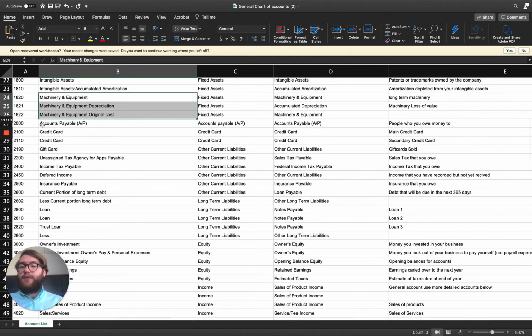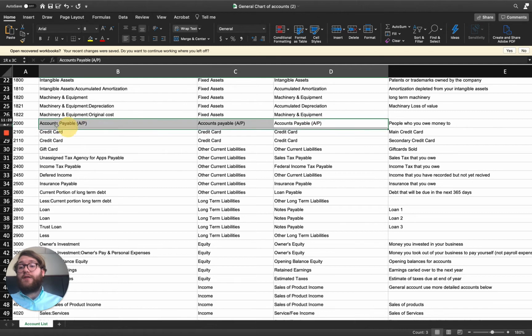Then we have accounts payable. This is a standard thing, especially if you are entering bills, paying your bills, etc., over time. So this is a standard thing that we will normally see here. Is this AP? This is required in QuickBooks, and almost all accounting systems require this.